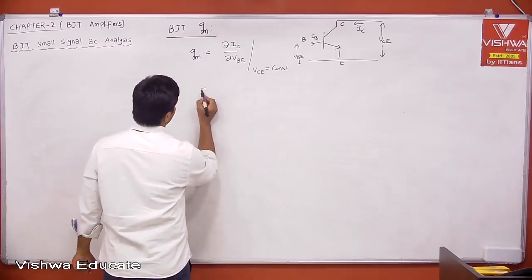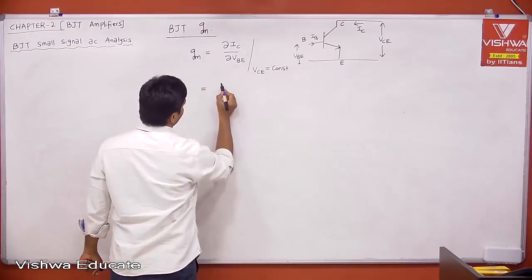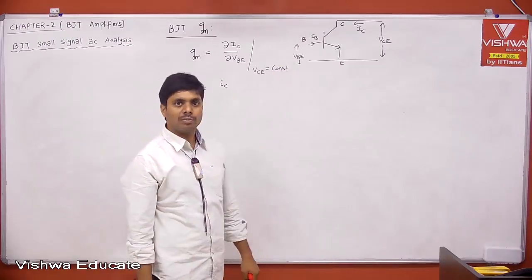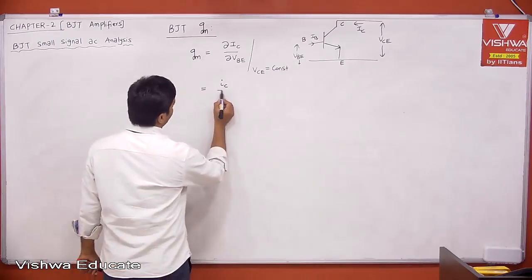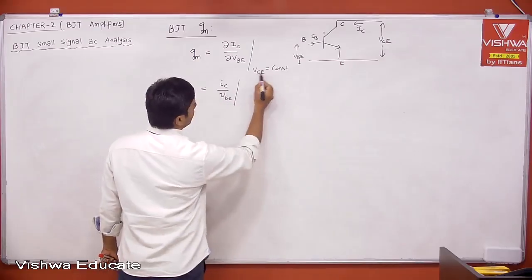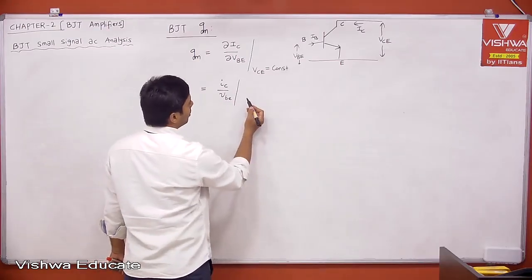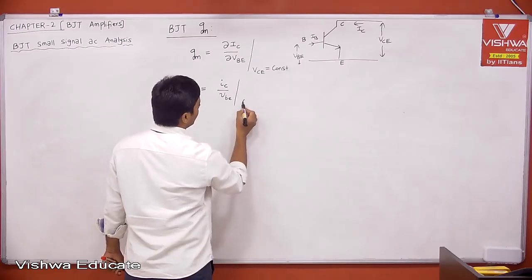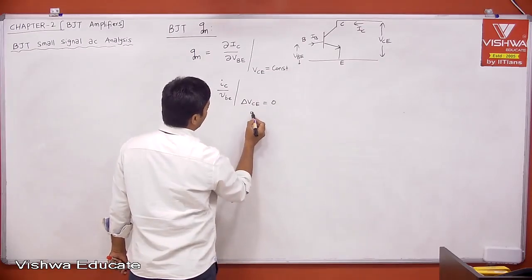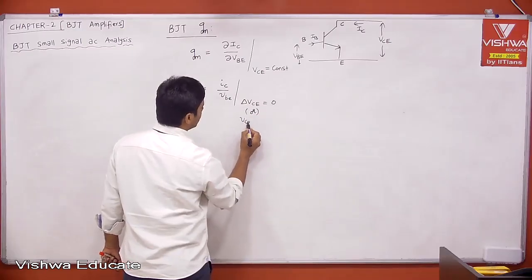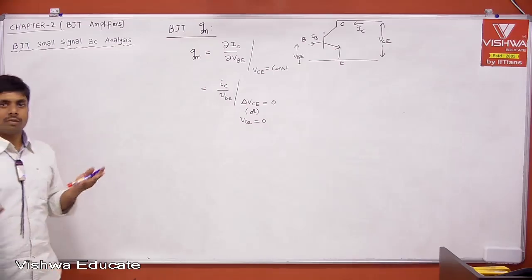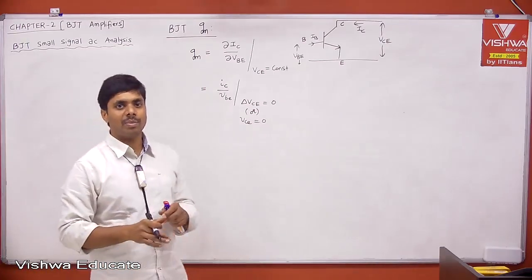Maybe if I change, this is nothing but the change in IC, which we represent with small IC. The change in VBE we represent with small VBE. And when I say delta VCE constant, what do you mean by delta VCE? VCE constant means delta VCE is equal to 0, or small VCE is equal to 0. This is what we used before while correlating the H parameter model to the hybrid pi model.